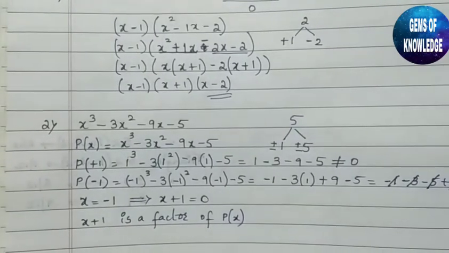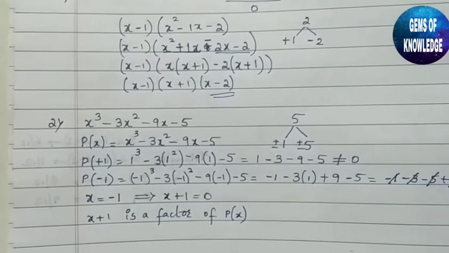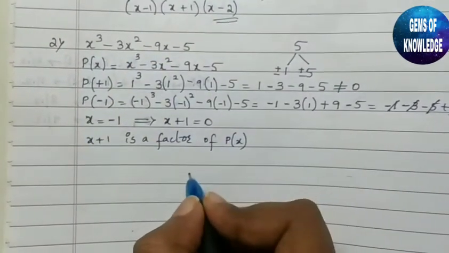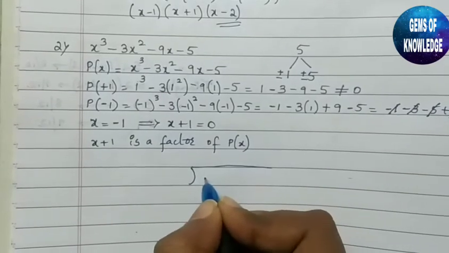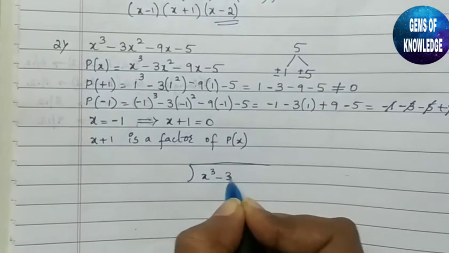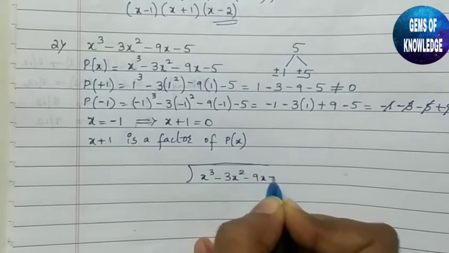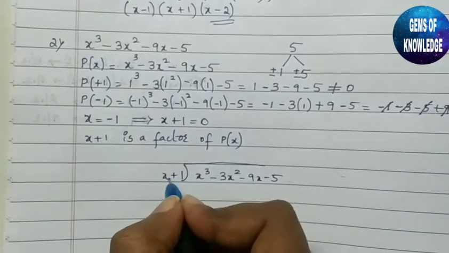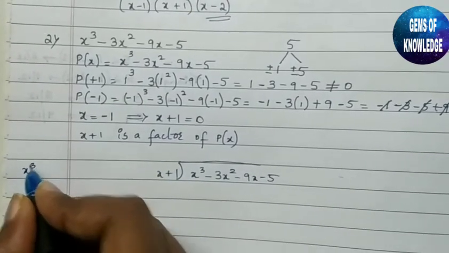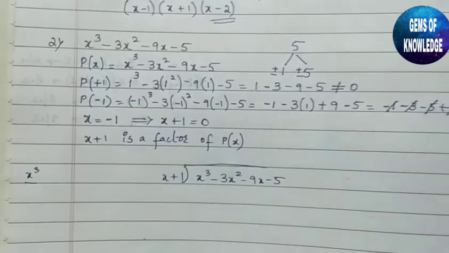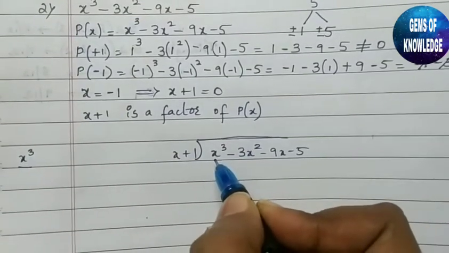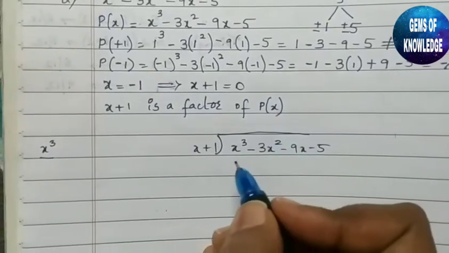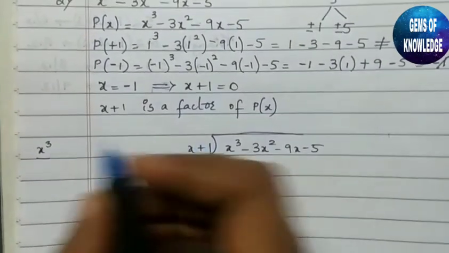Okay, so what we will consider here is that x plus 1 is a factor of p of x. Using this factor, we need to solve this using the long division method. So we will write x cube minus 3x square minus 9x minus 5, and here we will take x plus 1. x cube is given, and x cube must be divided by this x.